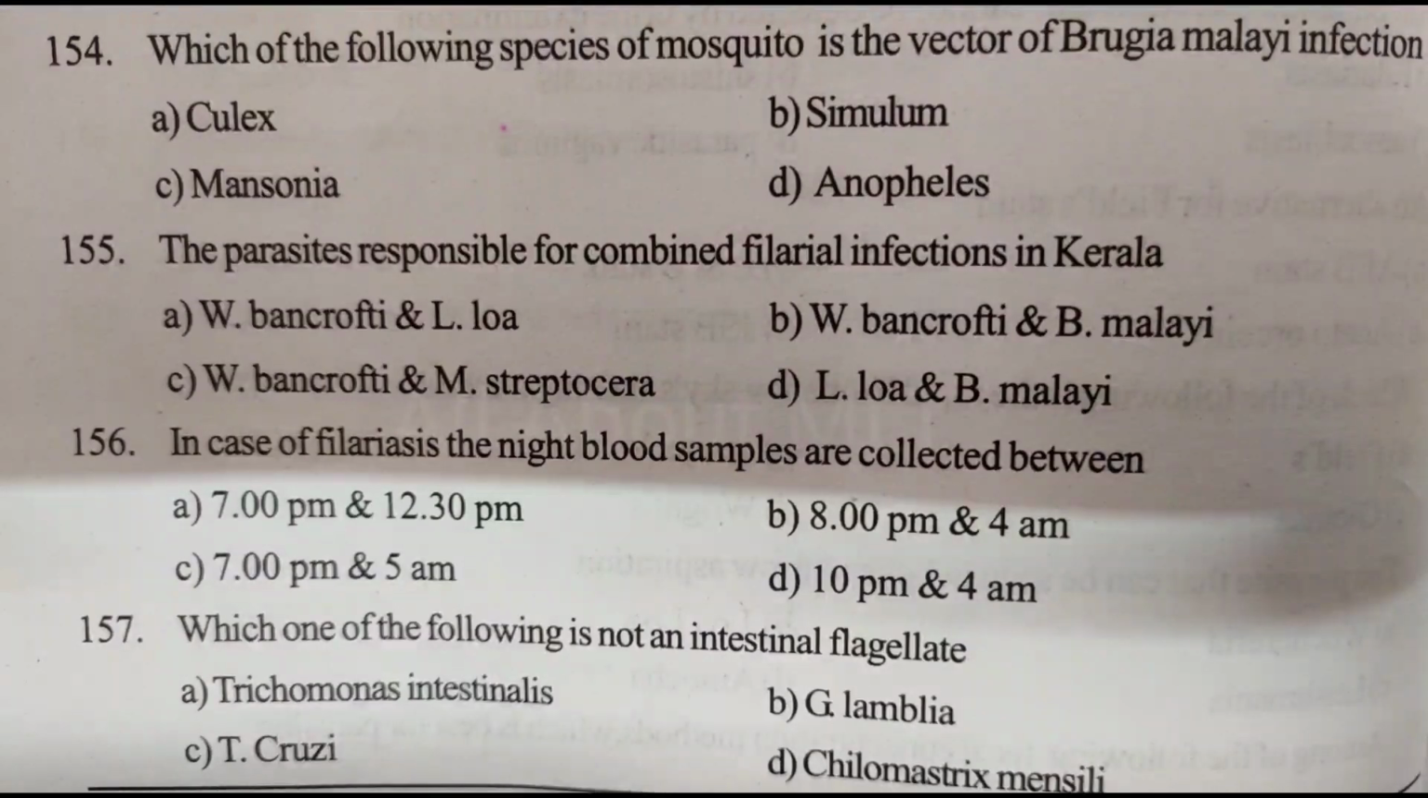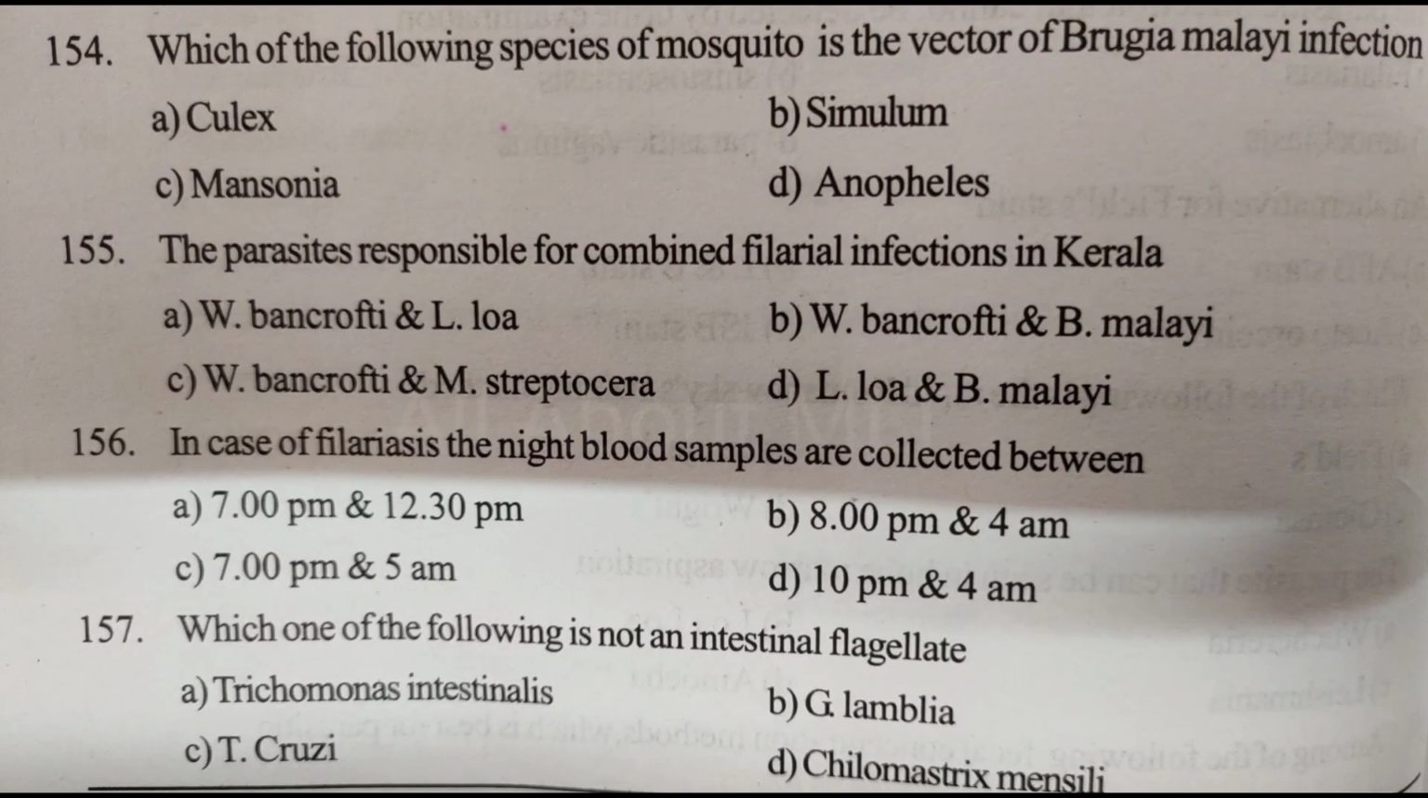In case of filariasis, the night blood samples are collected between option A, 7 and 12:30 p.m., option B, 8 p.m. and 4 a.m., option C, 7 p.m. and 5 a.m., option D, 10 p.m. and 4 a.m. Answer is option D, 10 p.m. and 4 a.m.